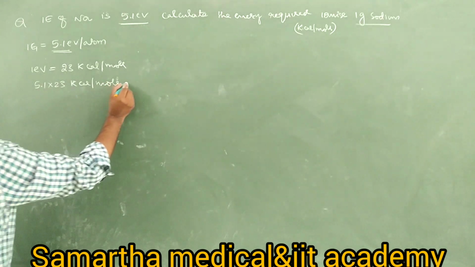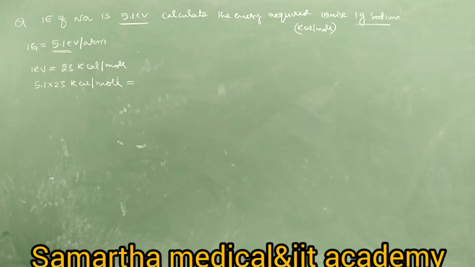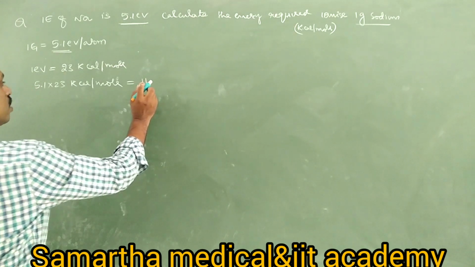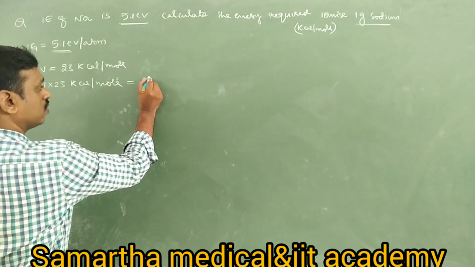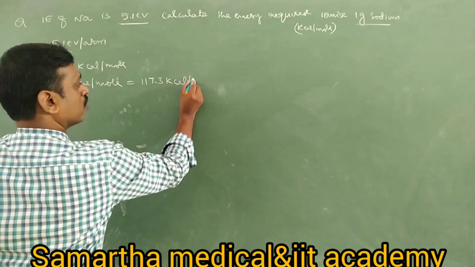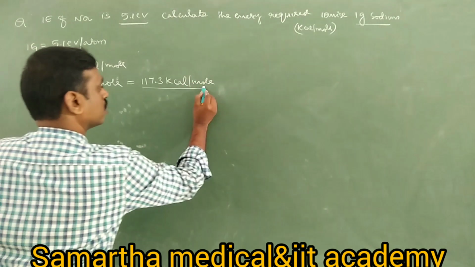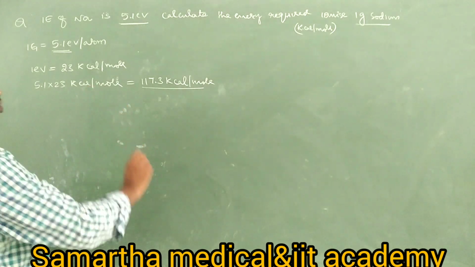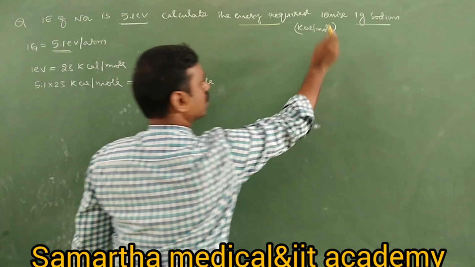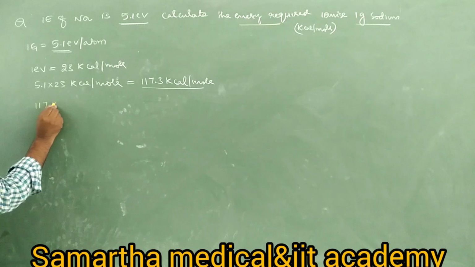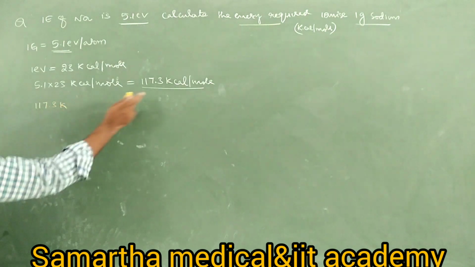So approximately 5.1 into 23, 117.3 kilocalories per mole. So this much energy. Now it is in kilocalories per mole, right? But the question is not this. What is the question? Calculate the energy required to ionize 1 gram sodium. It is 117.3 kilocalories per mole.